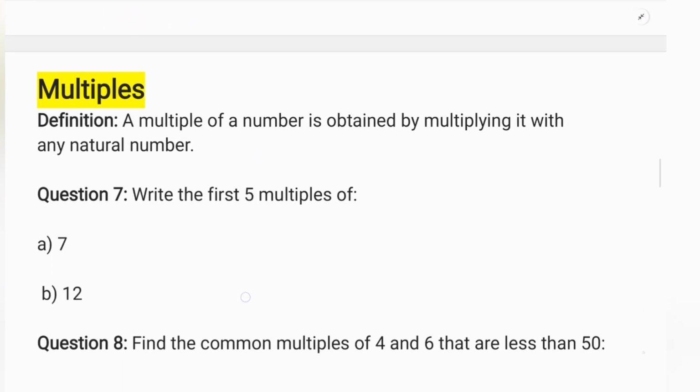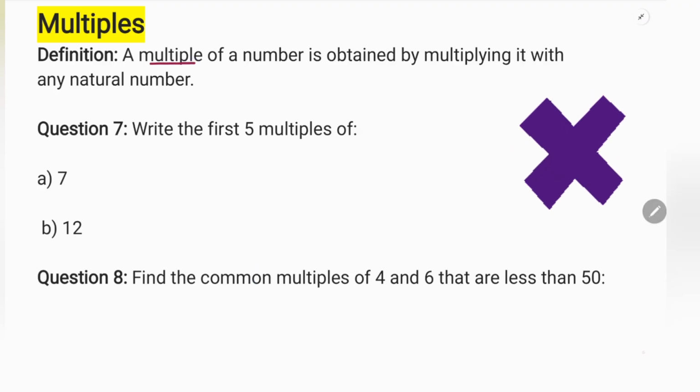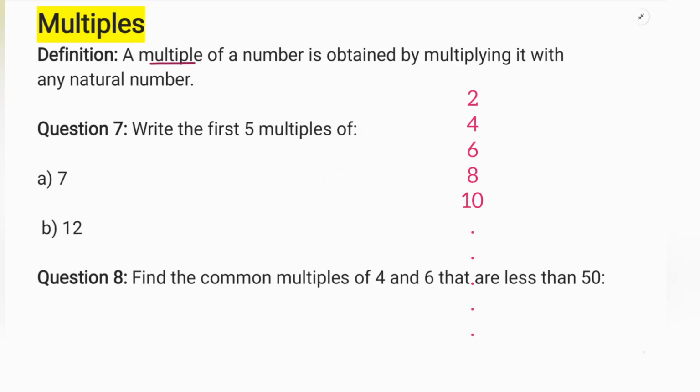After this we have multiples. I hope you understood factors now. What are factors? Those numbers which completely divide a number are called factors. Okay. After this we have multiples. What are multiples? Have you heard about the multiplication table? Write the multiplication table of 2. You will say 2 ones are 2, 2 twos are 4, 2 threes are 6, like 8, 10, right? If I say write the multiplication table of 4, you will say 4, 8, 12, 16 and so on. These are multiples of 4. So the multiplication table is nothing but multiples.